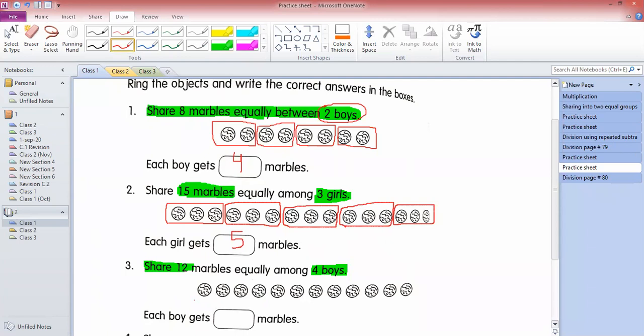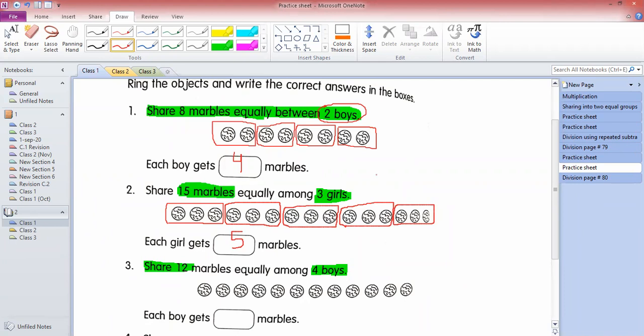Yes. In one group, how many marbles you will take? 1, 2, 3, 4. Tell me. You will take 4 marbles. Why 4? Because there are 4 boys. You are distributing 12 marbles equally among how many boys? 4 boys. That's why you will make a group of 4.